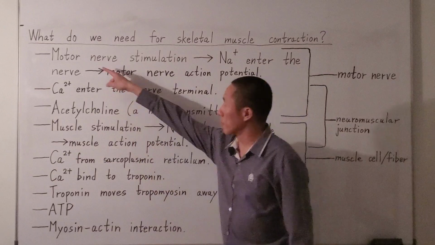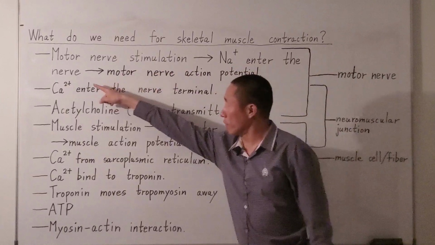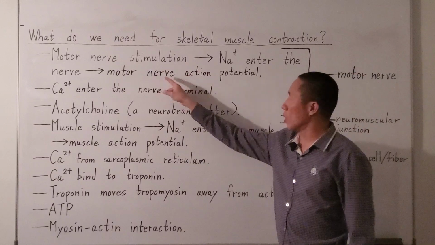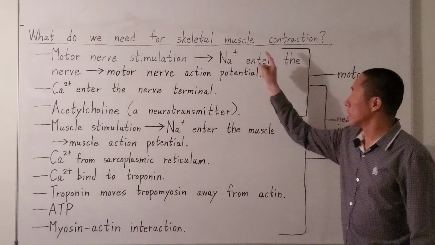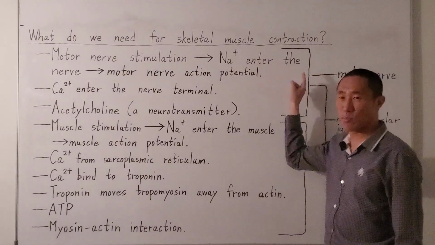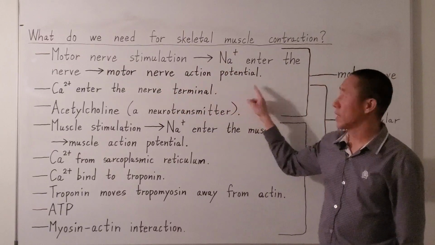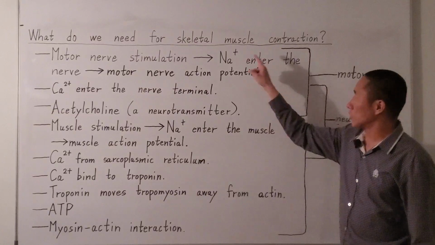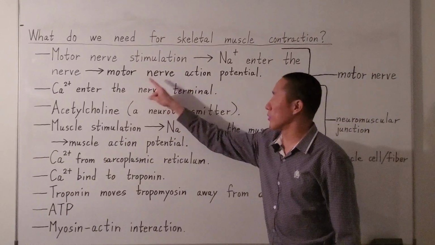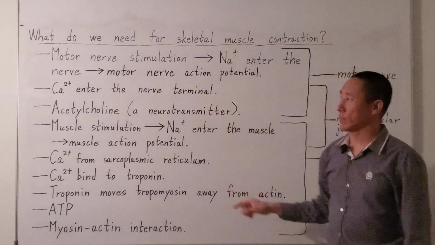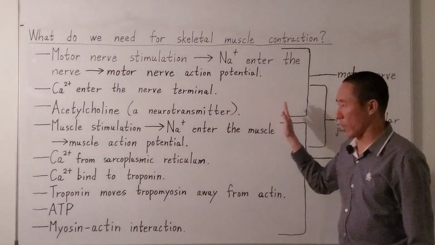So you can see right here, we have motor nerve stimulation, which will lead to sodium entering the motor nerve. Then that will lead to a motor nerve action potential at that particular part of the nerve. Then what happens next is that sodium ion will enter the next part of the nerve to trigger the next part of the nerve to have an action potential. Then again, sodium ion will enter the next part of the nerve. Then you again get the motor nerve action potential at the other part of the nerve. So this process of sodium entering the motor nerve and triggering motor nerve action potential will spread throughout the nerve.